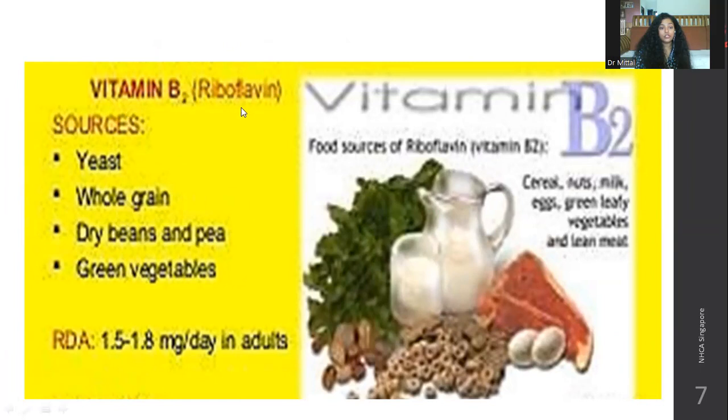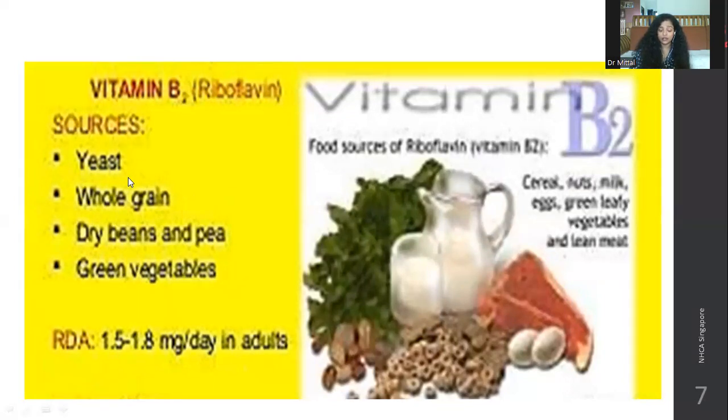Then the best source of riboflavin is yeast. Yeast is used in bread making. If you don't consider yeast a non-vegan option, then you may avoid taking yeast as well. But otherwise, any food that is made with yeast automatically becomes riboflavin rich. Whole grains, any whole grains, dry beans and peas, fresh and dry peas as well, and green vegetables.